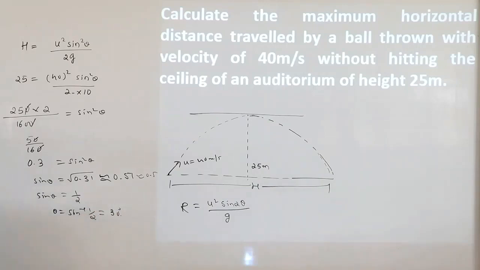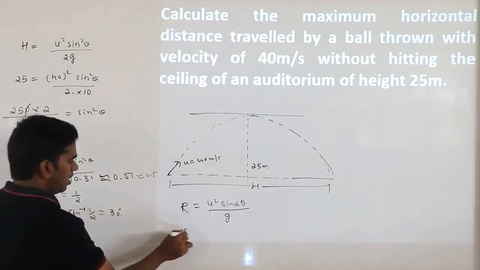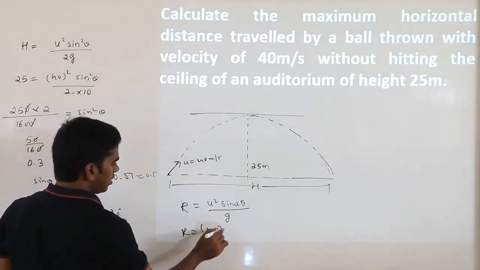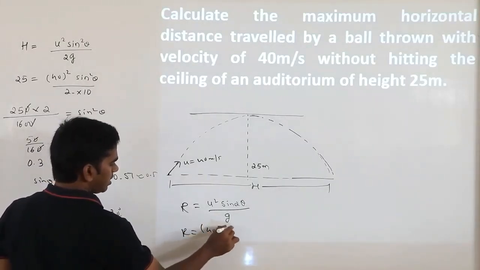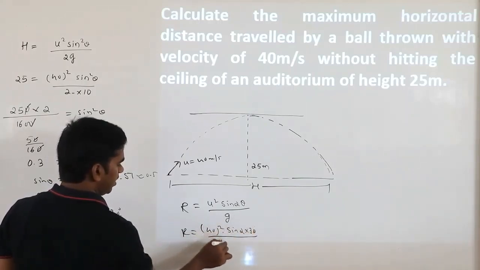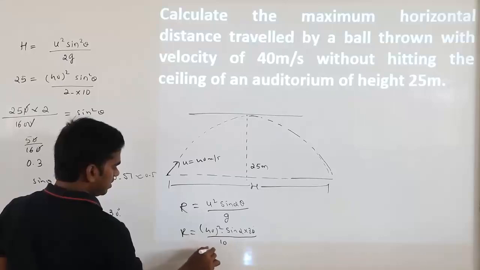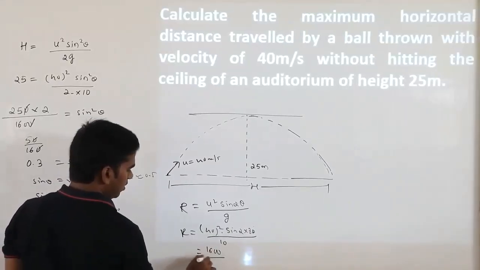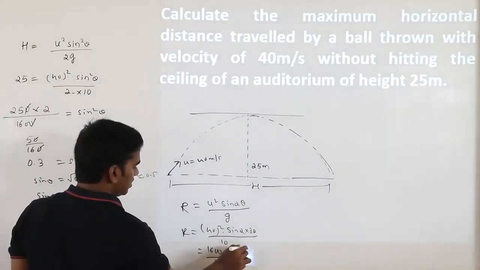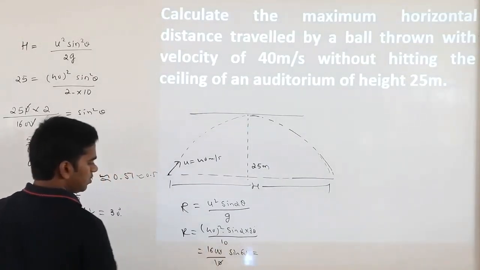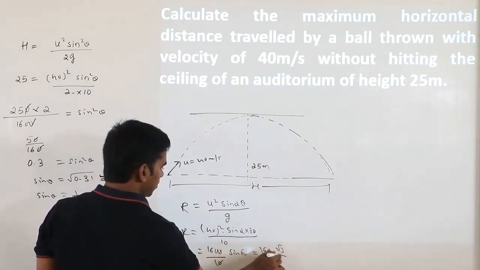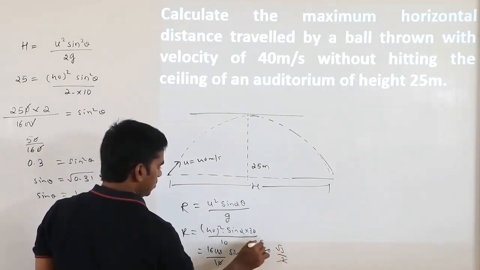Okay. Now you substitute this angle here. R equals u square sine 2 theta divided by g, which is 40 square, sine of 2 into 30 degrees, divided by 10. So this will become 1600 divided by 10, sine of 60 degrees. So this 0 will get cancelled, 160. Sine 60 is root 3 by 2. So 2 ones are 2, 8.